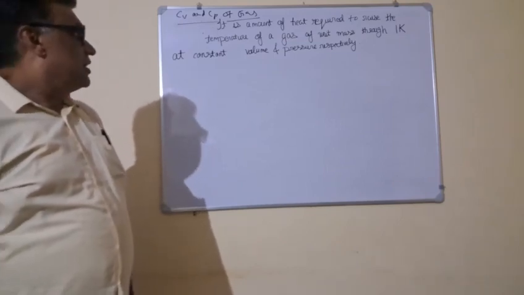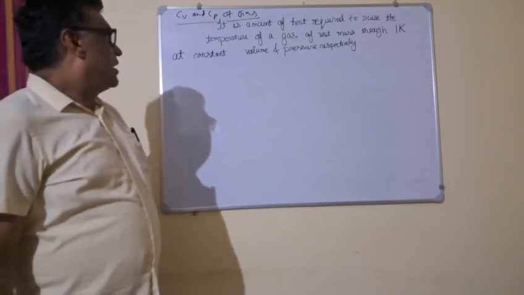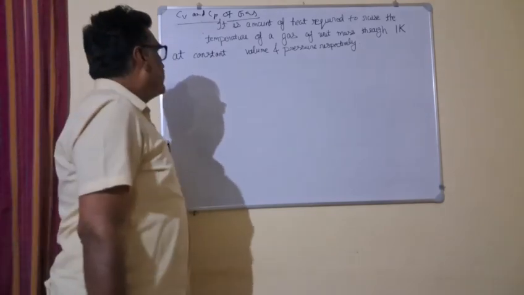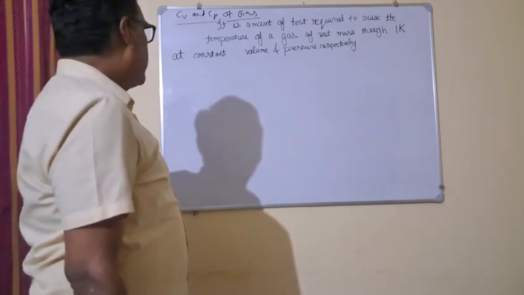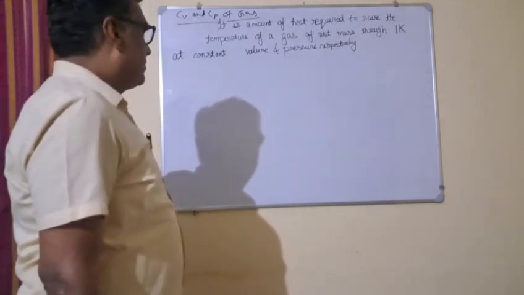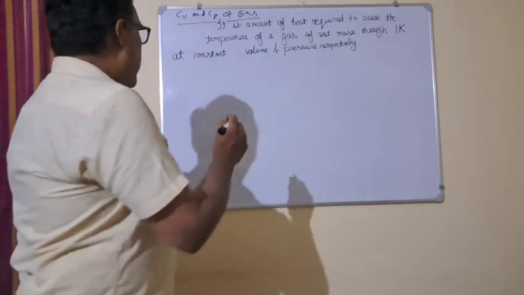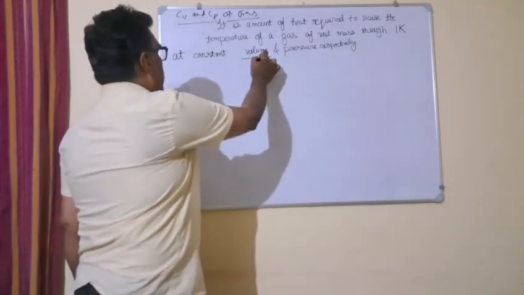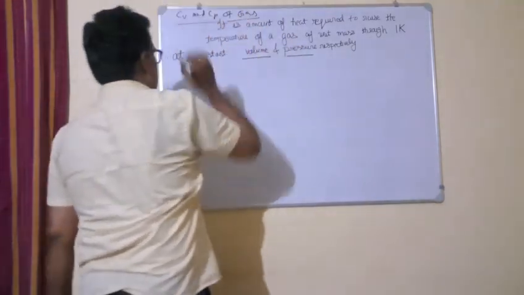सबसे पहले Cv and Cp का हम डेफिनेशन देते हैं. It is the amount of heat required to raise the temperature of a gas of unit mass through 1 Kelvin at constant volume and pressure respectively. Unit mass means 1 kg. At constant volume means it becomes the definition of Cv, and at constant pressure means definition of Cp.